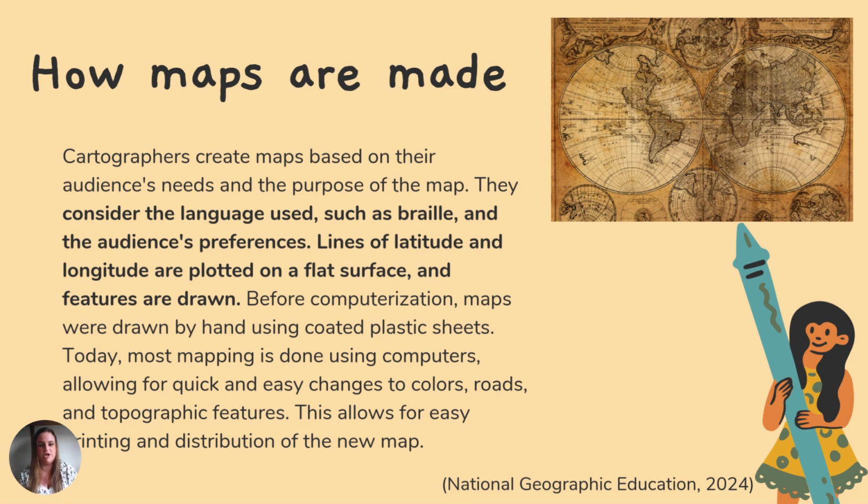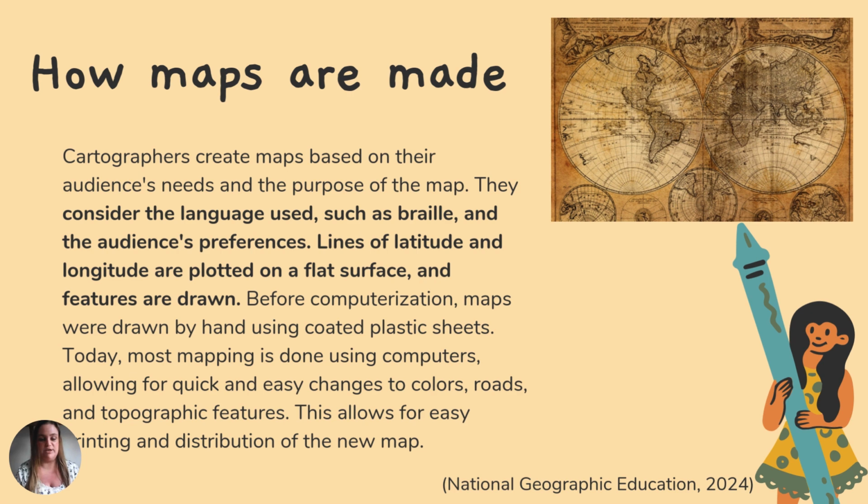So, first, let's look at how our maps are made. How maps are made. Cartographers create maps based on their audience's needs and the purpose of the map. They consider the language used, such as Braille. Now, remember, Braille is for blind people. It's those little dots, so if you're blind, you can feel a word or a picture.